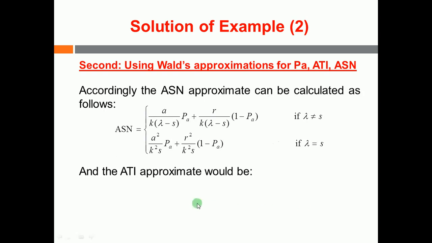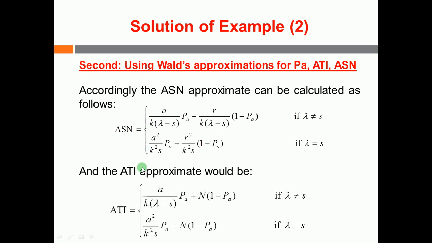Now we can find the formula of the ASN. That would be A over K lambda minus S times the PA, plus R over K lambda minus S times 1 minus PA, in case lambda is not equal to S. Here, if lambda is equal to S, then the main change would be that this would be A square, and here it would be K square S, and the same is here. Then I can approximate the ATI by using this part of the ASN.